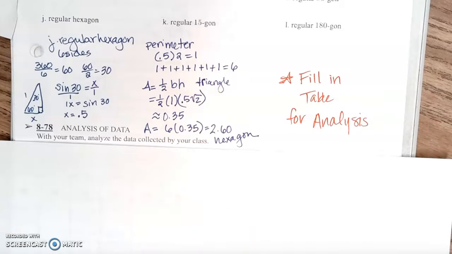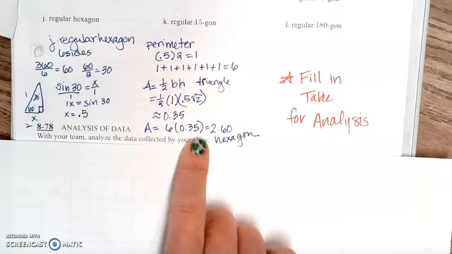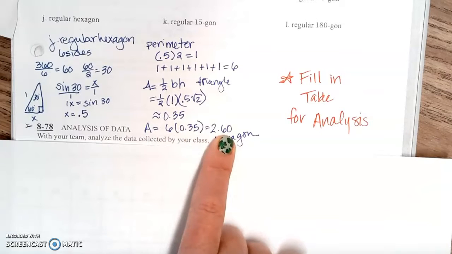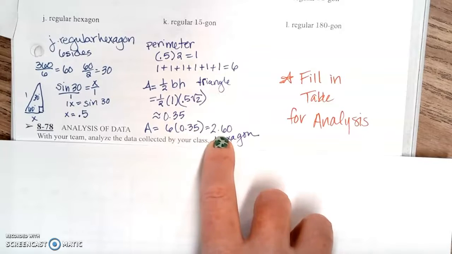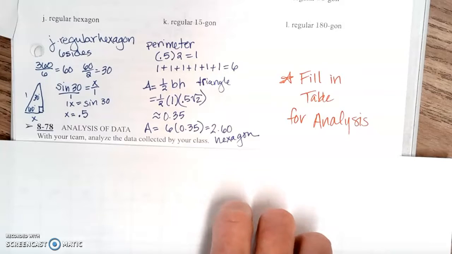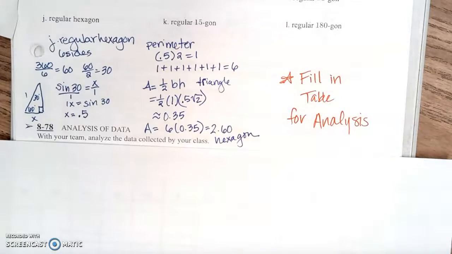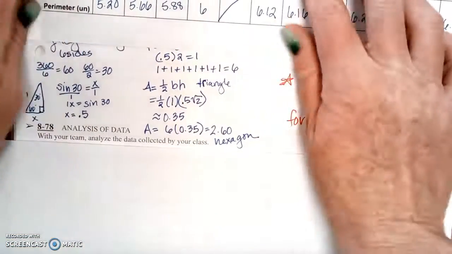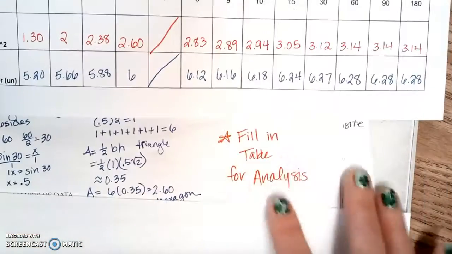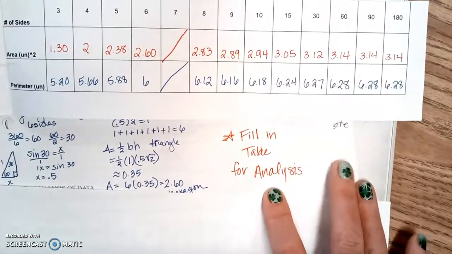But since it's a hexagon, there's 6 triangles inside of it. So we're going to multiply 6 times the 0.35, which tells us that the area of the whole hexagon is 2.60. Okay? We're going to fill in the table, that little strip of paper that you have, for all of them. For A, B, C, D, E, F, G, H. I might have to shrink this. Whoops, wrong way. There we go. Right about there.